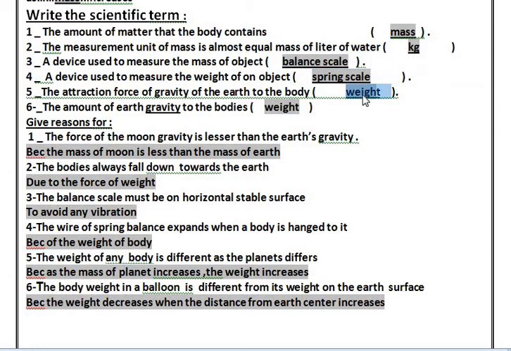This is the definition of weight. The amount of Earth's gravity, not amount of matter. The amount of Earth's gravity equal weight.